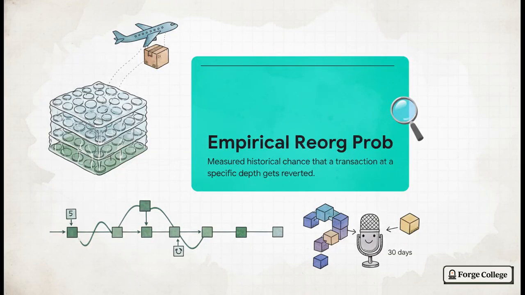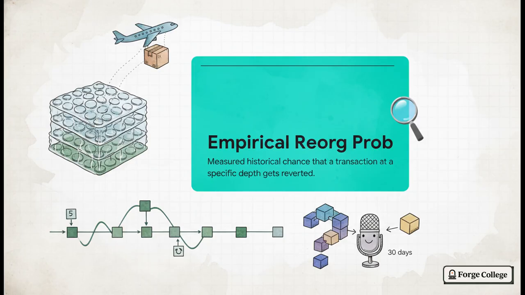But here's the catch, and it's a big one. Depth alone does not instantaneously guarantee safety. I mean, 5 layers of bubble wrap won't save a package if you drop it out of an airplane, right? And that brings us to our second metric, empirical reorg probability. This is the measured historical chance that a transaction at a specific depth actually gets reverted. We have to look at the empirical probability over a sliding historical window to gauge our true risk.